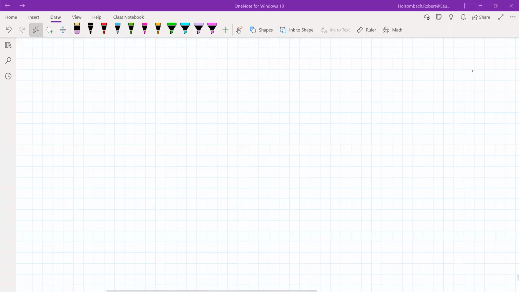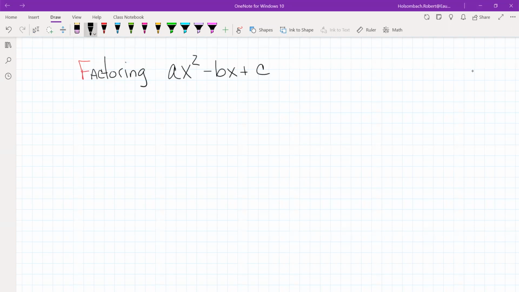All right, so today we're going to start by factoring trinomials in the form of ax squared minus bx plus c. So what we've got here now is a negative middle term and a positive third term. When you've got a negative middle term and a positive third term, your factors are going to be negative and negative.